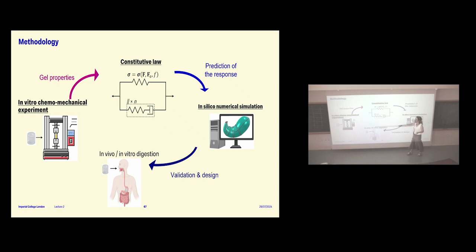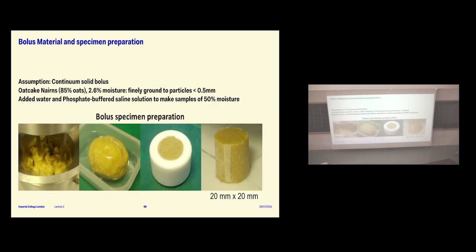Either in vivo especially is very difficult, although people do that, or do some in vitro digestion experiments. But that's the aim. This is the initial work that we did on some commercial products. They're starch-based, so basically they're like biscuits. So we assume that they're continuum. This was what the formulation of the biscuits was, and we finally ground them to particles, and we collected the small ones.